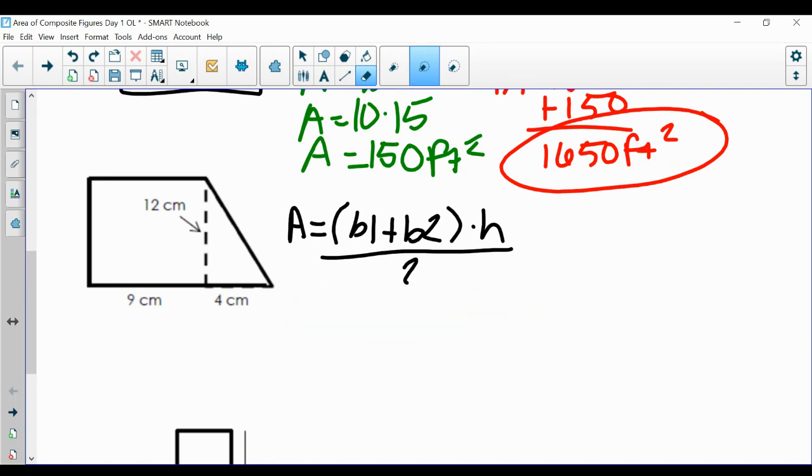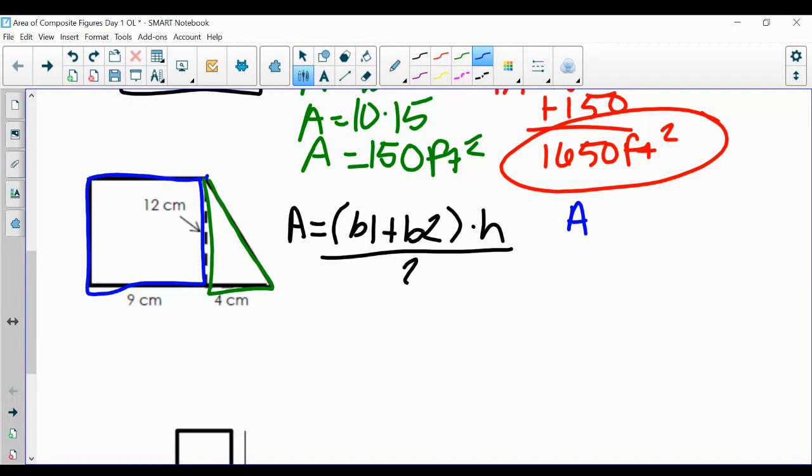Okay, so the second way is still to split up your two shapes. We clearly have a rectangle, and then we clearly have a triangle. So if you don't want to use the trapezoid formula, that's 100% okay. You don't have to use it. You can still just break the shape up into two different ones. So we'll start with the rectangle because that's the easiest one.